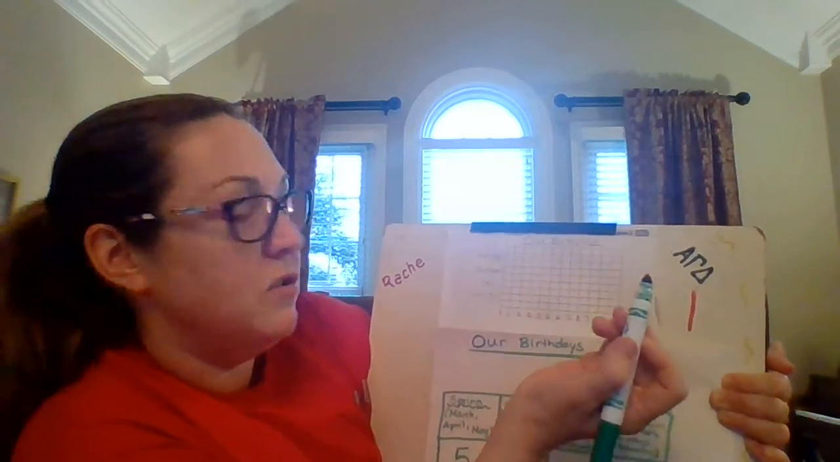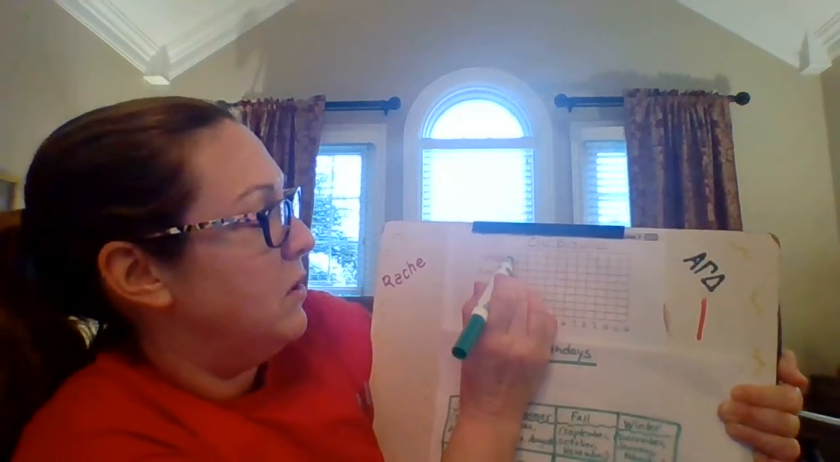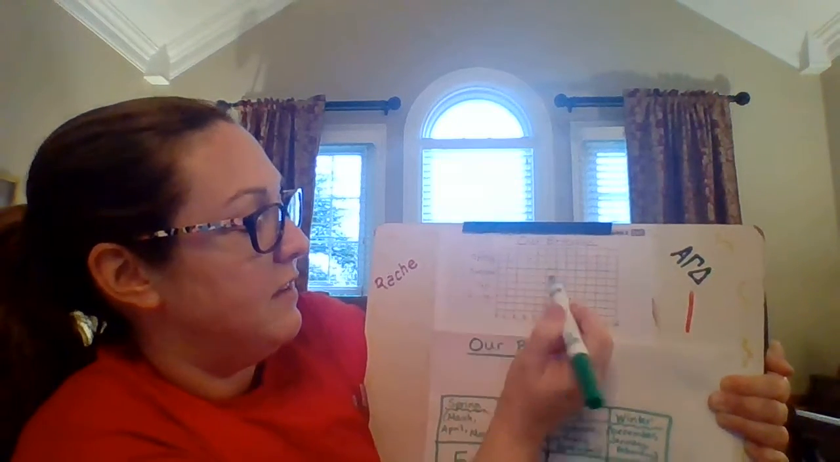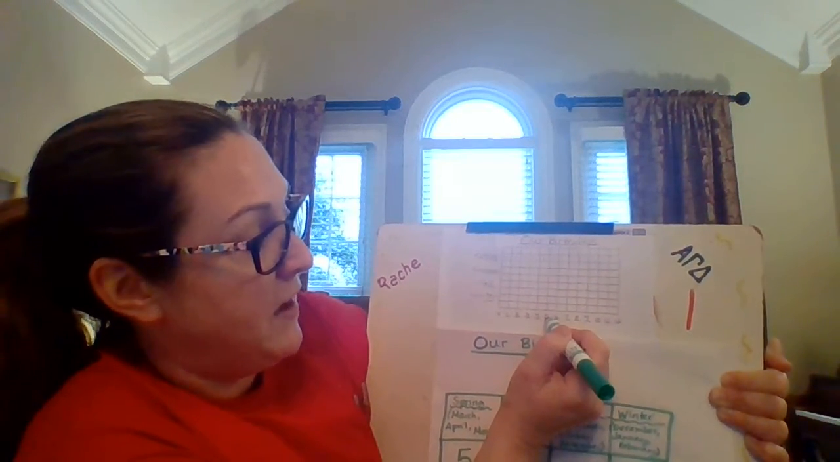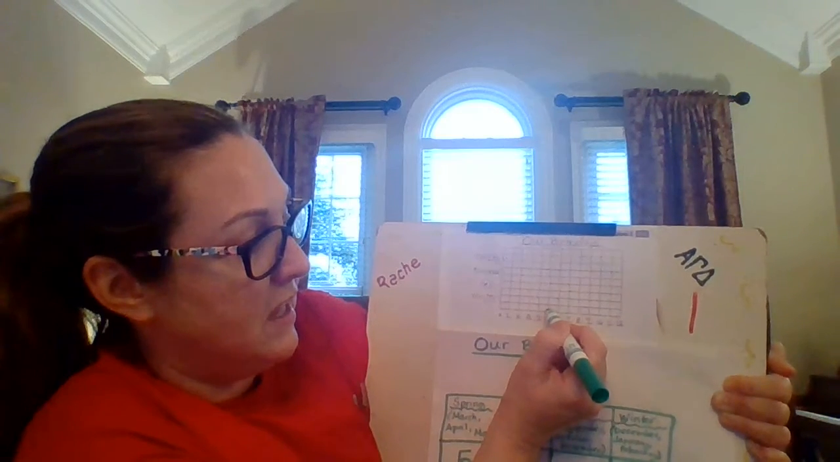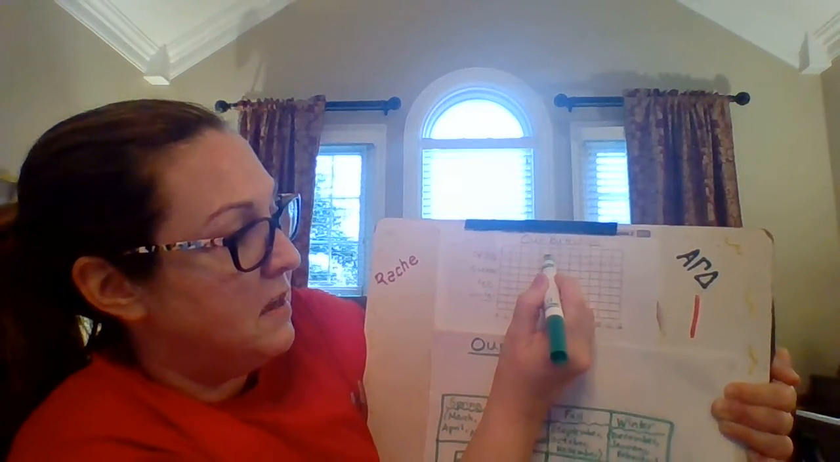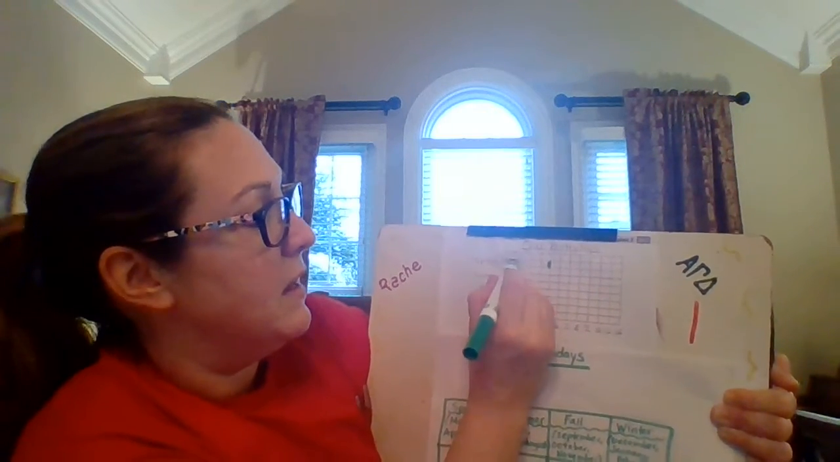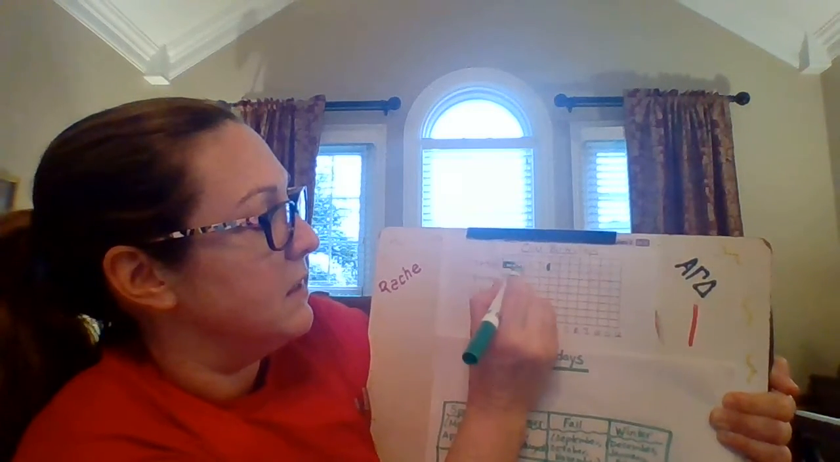So remember how I showed you yesterday? Sometimes I go 1, 2, 3, 4, 5, and then I make sure that line is the end of 5. I make sure I didn't go too far. So that would be my stopping point. Now I'm going to go ahead and color this in.